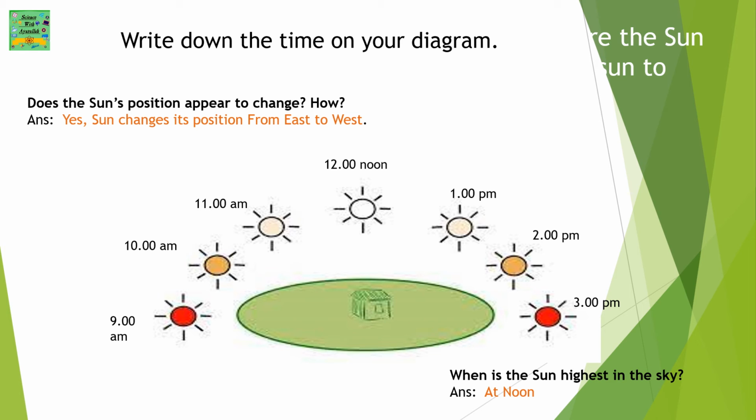Draw a diagram like this one to show where the sun is early in the morning. Add the position of the sun to the diagram. Write down the time on your diagram.